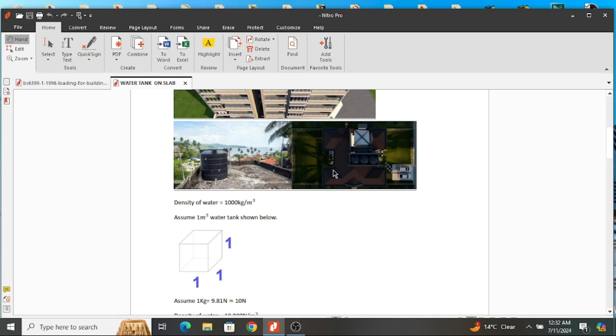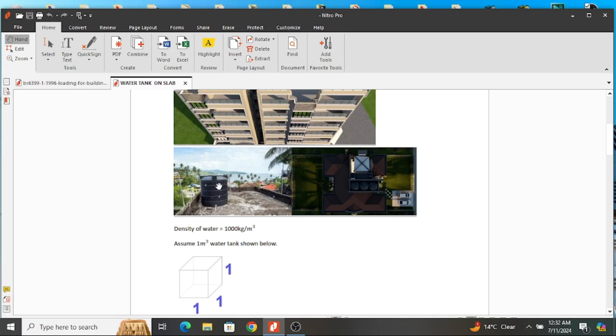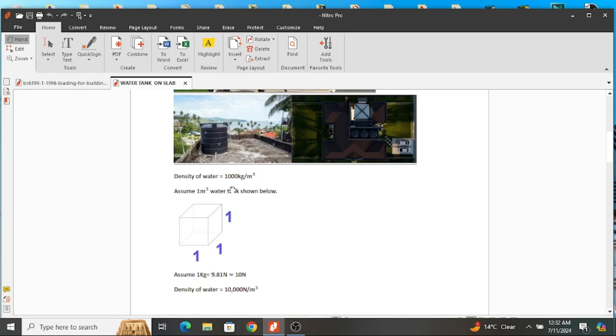Now, how do we determine loading from this tank to the slab, or from this tank to the column? Some people determine the total volume of the tank, and then they use the density of water and distribute that on the entire floor. Is that right? We are going to see that in a short while. Normally, the density of water is taken as 1,000 kilograms per meter cubic.